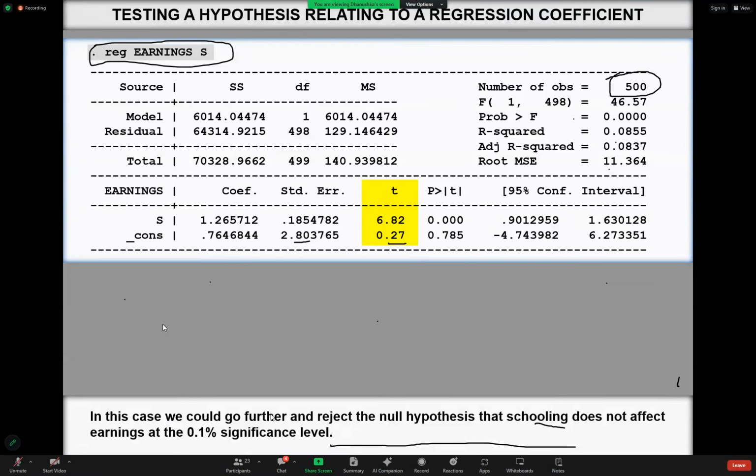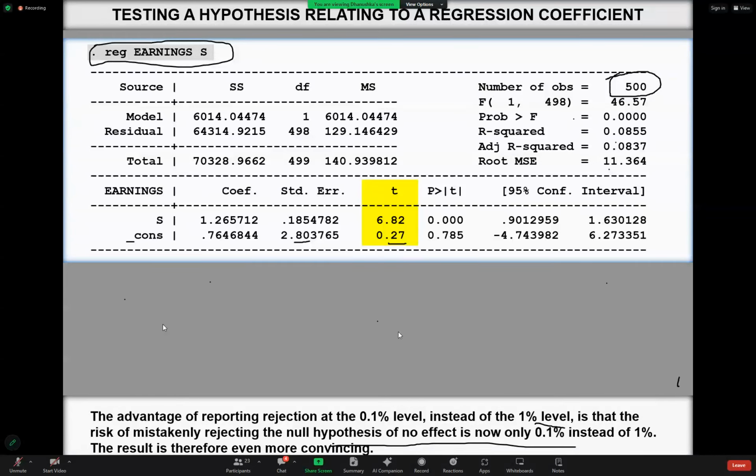In this case we could go further and reject the null hypothesis that schooling does not affect earnings at 0.1%. That means this p-value shows the minimum level of significance where you can reject it. Then if it is 0, it indicates that even at 0.1%, also you can reject the null.